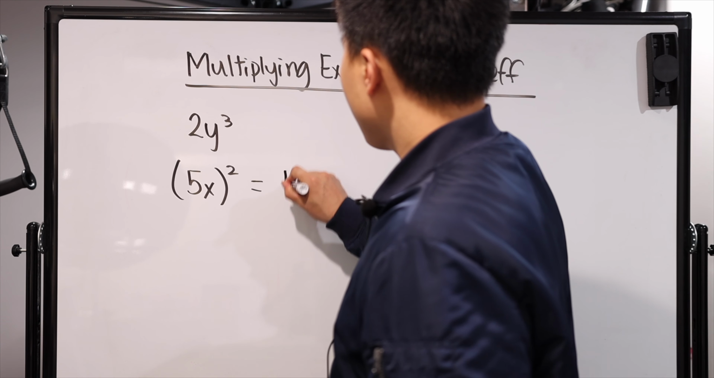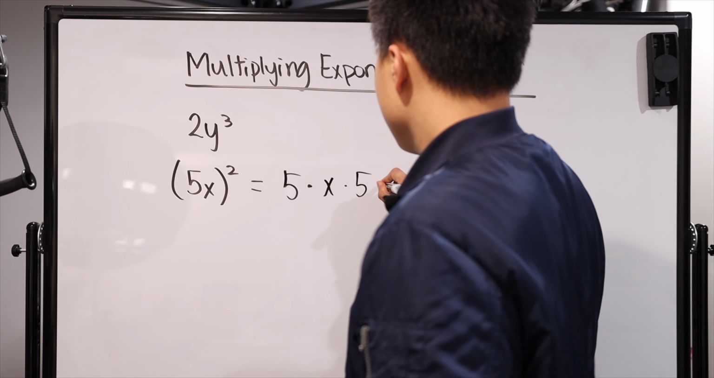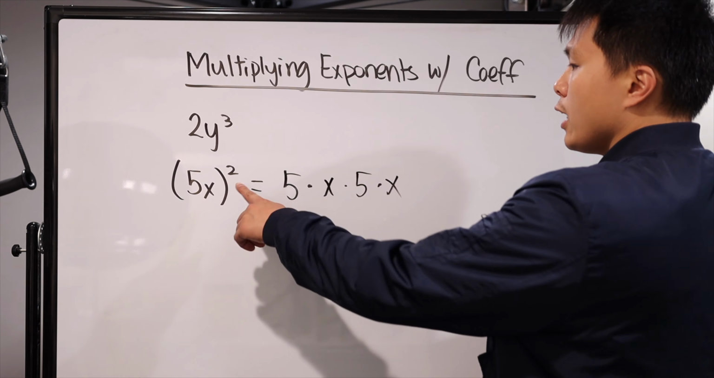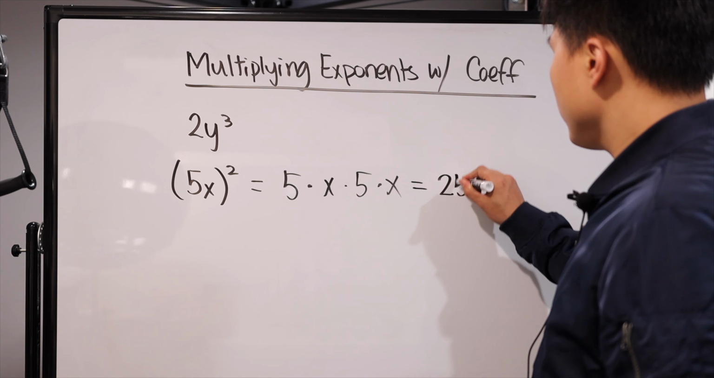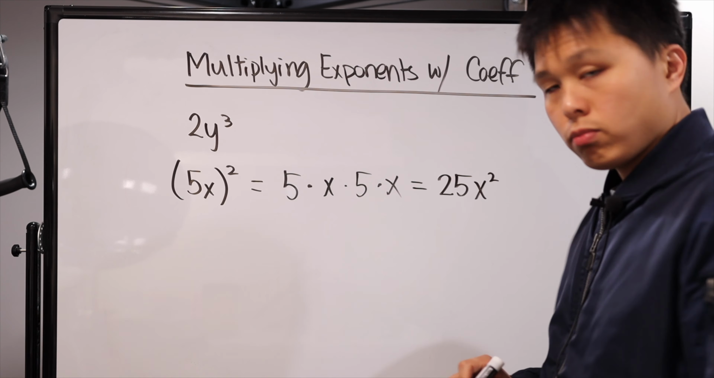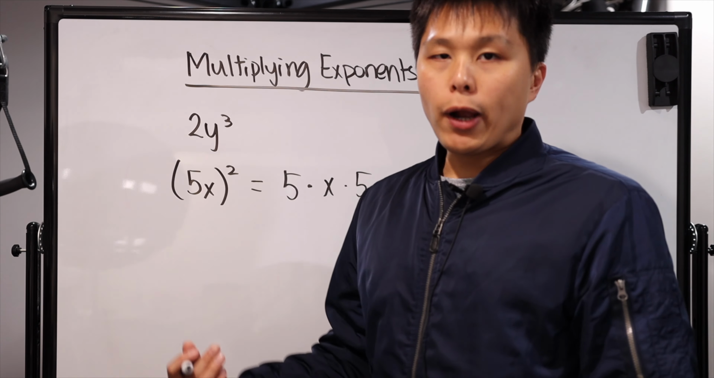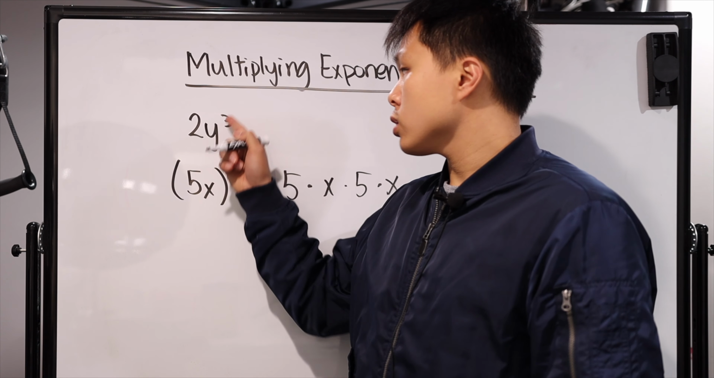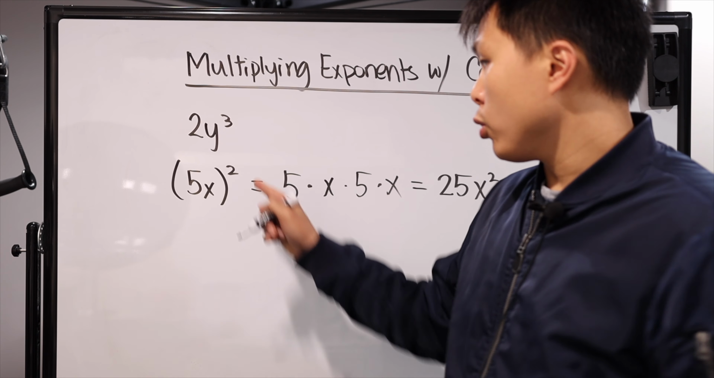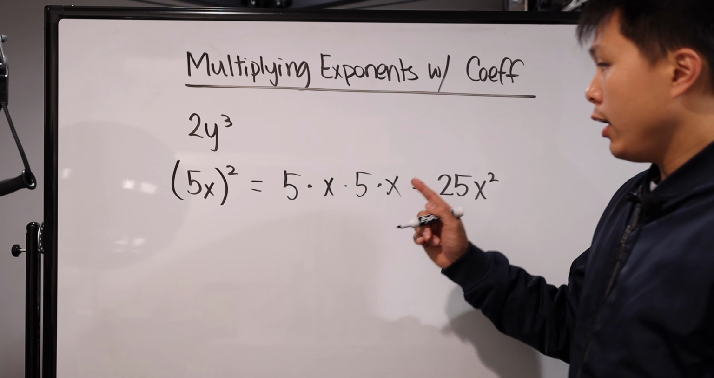But you can just write it all out and then multiply 5 times x times 5 times x. Notice that the exponent applies to everything inside. So the final answer would be 25x squared. So be very careful. If there's a parenthesis, a bracket, or any indication that the exponent applies to more than just whatever variable or number it's on top of, expand it all out just to be safe, multiply it out, and then you're good to go.